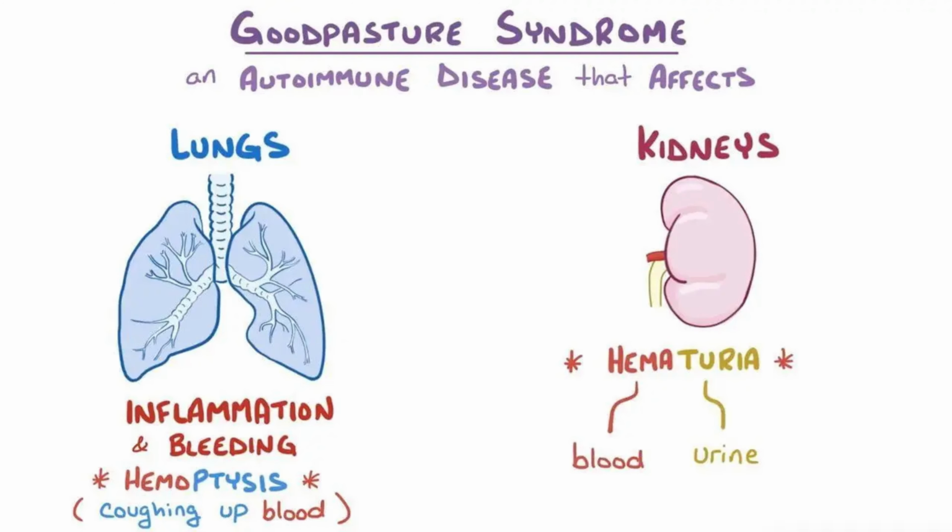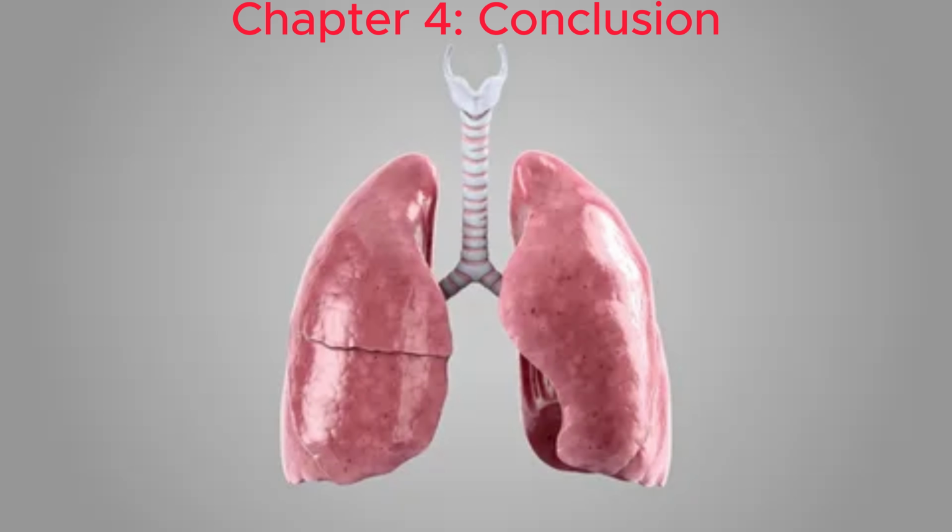Goodpasture syndrome. Goodpasture syndrome is an autoimmune disorder where the immune system mistakenly attacks the lungs and kidneys, causing bleeding in the lungs and kidney failure. It can present with coughing up blood and shortness of breath.